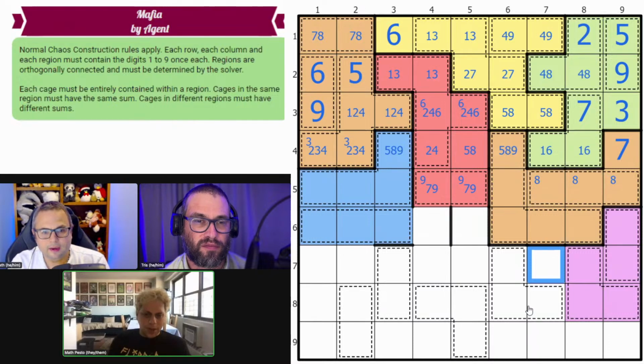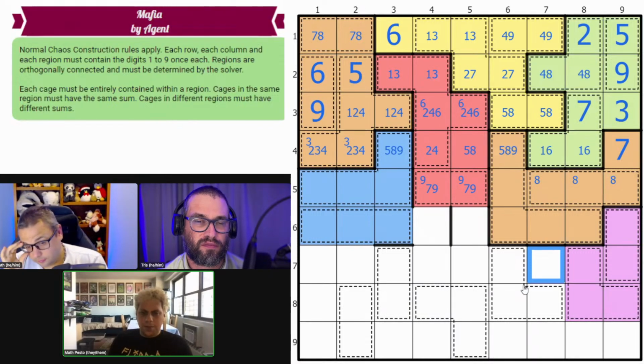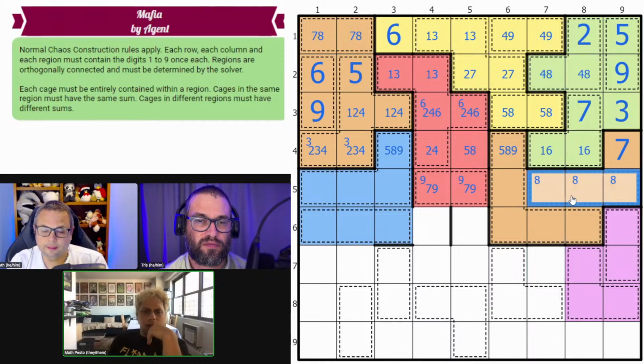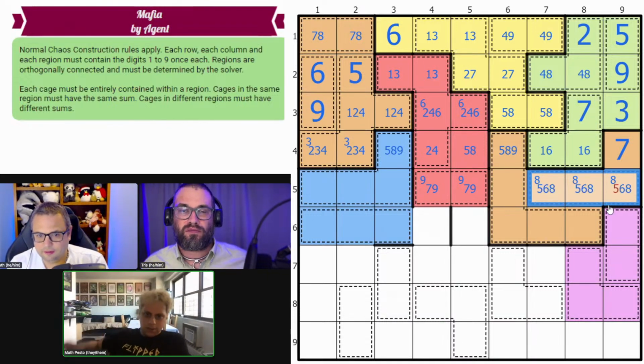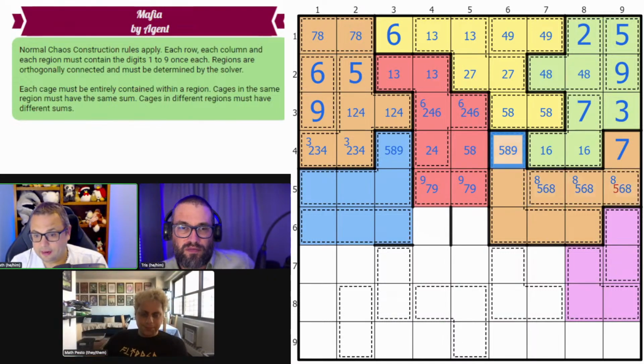Sadly. Going back to the 19 cage in row 5, we actually know the 3 digits for it. Because we've got to have 2 digits that add to 11. Yeah. And they can't be 2, 9, of course not 4, 7, or 3, 8. So they've got to be 5, 6. Yeah, so it's 5, 6, 8. Okay, and so that makes that a 9 immediately.